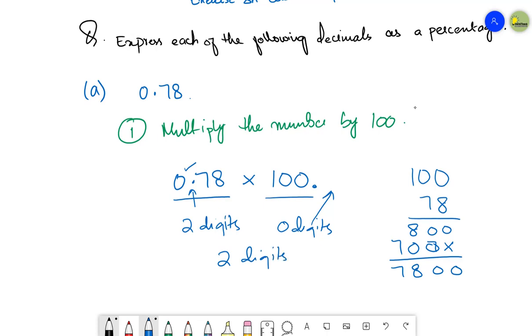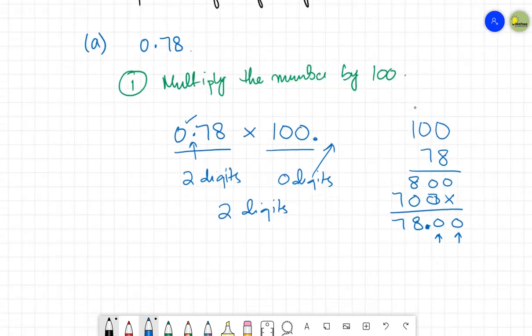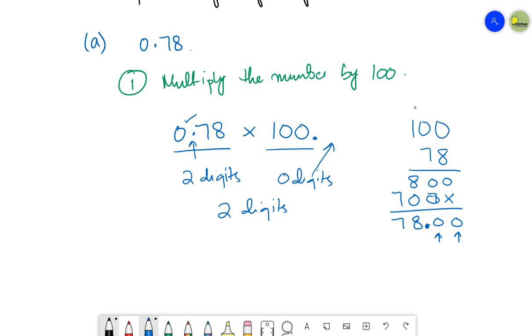So I need to place my decimal point in the answer after two digits. This is digit number 1, this is digit number 2. The decimal point is going to be placed over here, before two digits. Why? Because collectively I have only two digits after my decimal point. So in the answer, I am supposed to write my decimal point before two digits. This is how you can get the percentage of any decimal number.